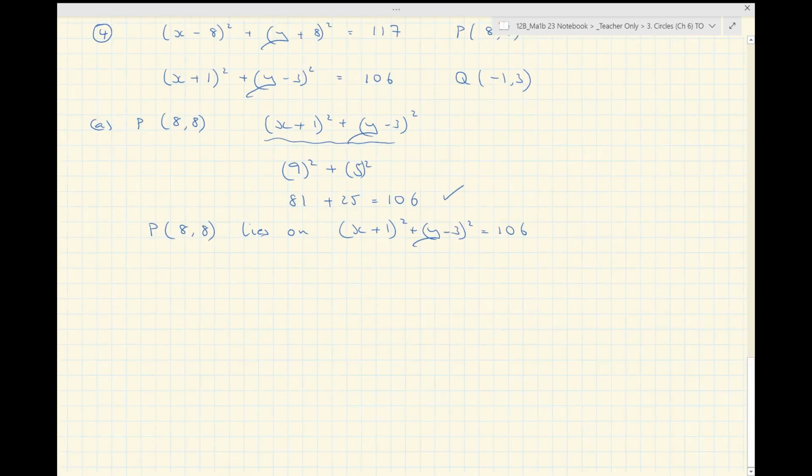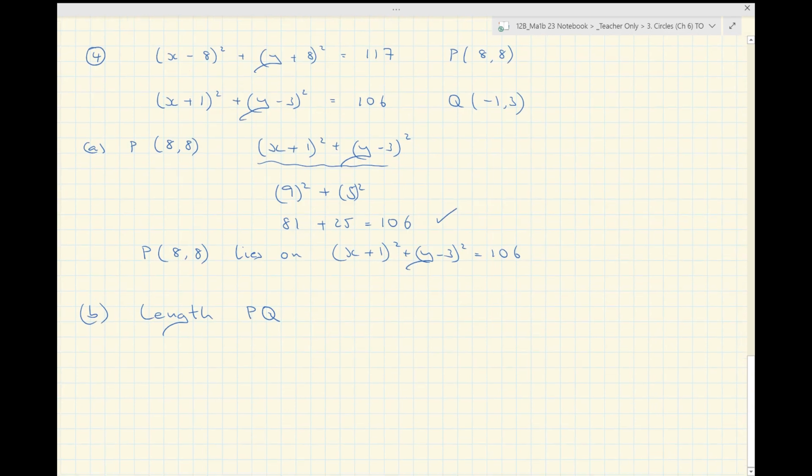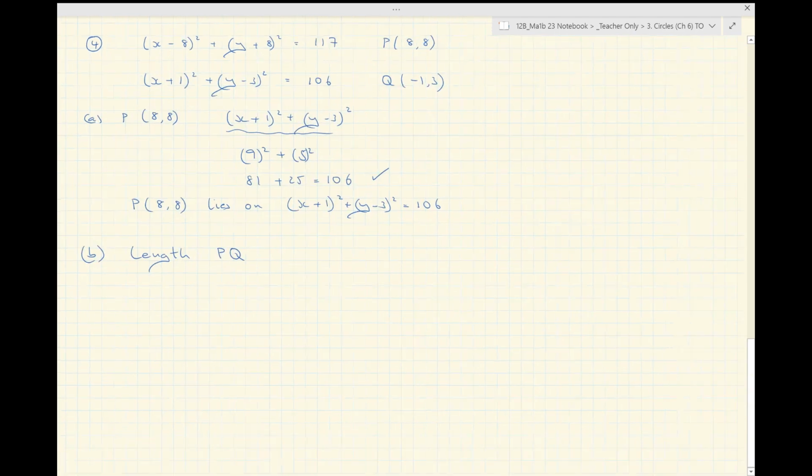Okay, right, part B. I wonder if we're going to use that fact. I've got to find the length PQ, from the centre of one circle, P, to the centre of the other circle, Q. Now, I suppose I could just use my distance formula, since I've got the coordinates, and find the distance between P and Q. But let's see if I can do it more intelligently, given my answer to A.